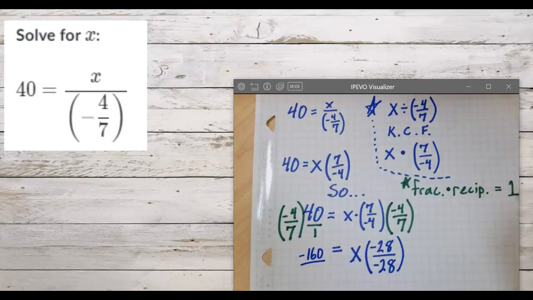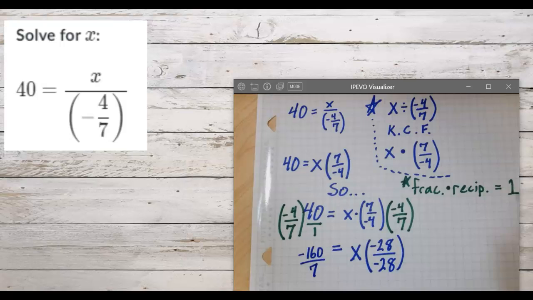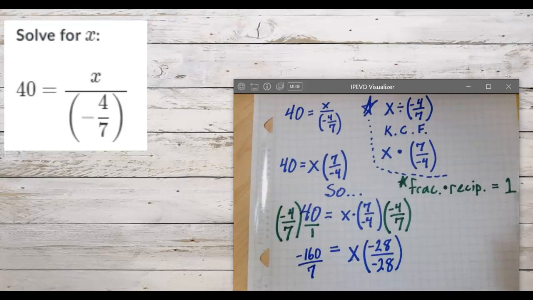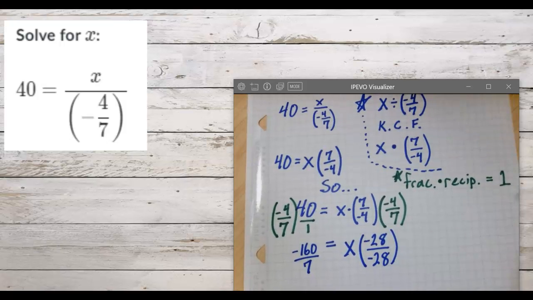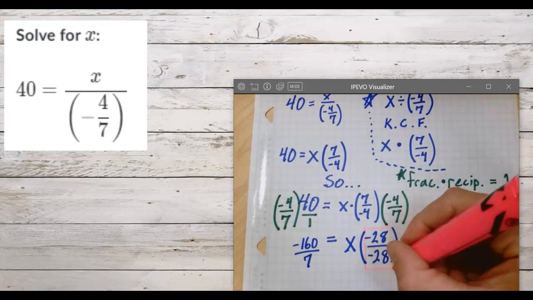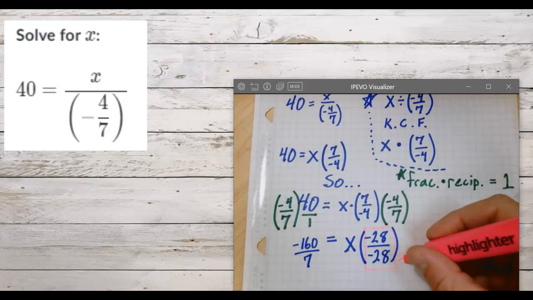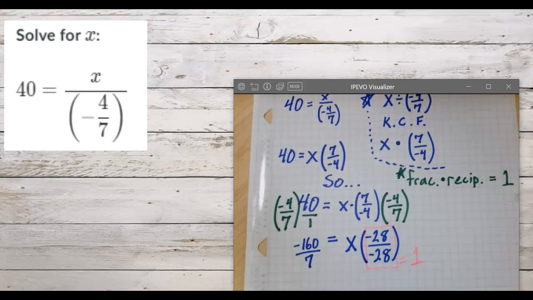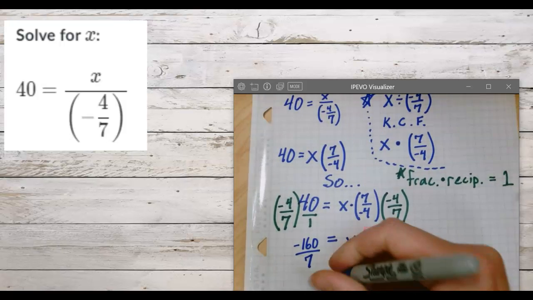I think. Somebody should check my math, though. 4 times 40, and then bring the negative with us. My equal sign is kind of awkwardly positioned here. Sorry about that. What's a number divided by itself? 1, right? This is 1. So we really get 1x on the right side.